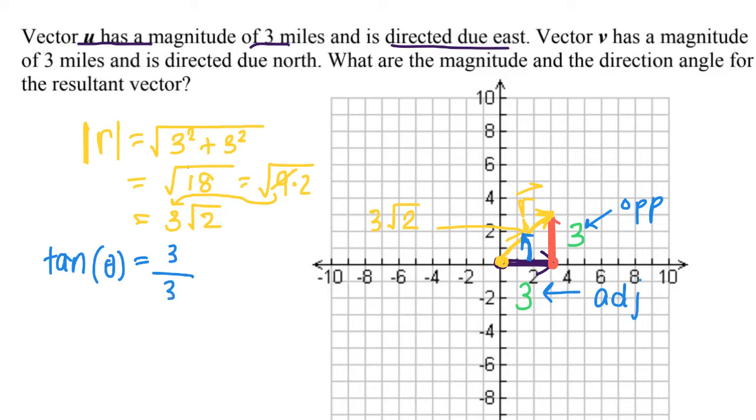And in your calculators, you're going to do an inverse tangent, because here I need just that angle. I don't need tangent of that angle. So I'm going to say theta equals inverse tangent of, well, 3 over 3 is 1. And so this is really saying tangent of what angle gives me 1, and that what angle should be 45 degrees. So my direction angle is 45 degrees, and the magnitude of my resultant vector is 3 square root of 2 miles.